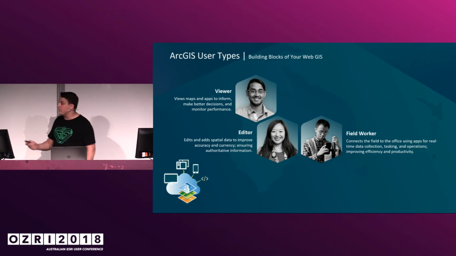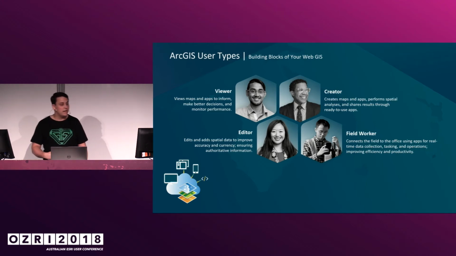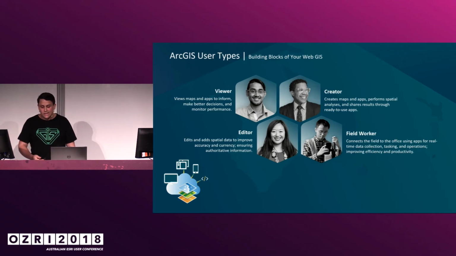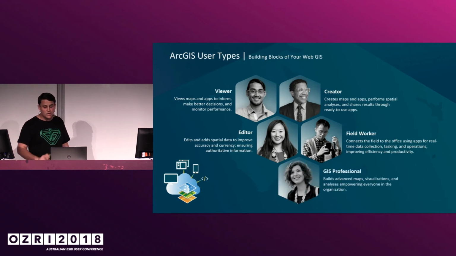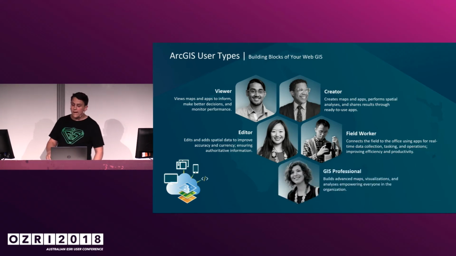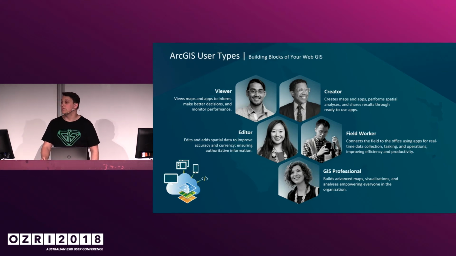At the equivalent of a level 2 user, we have the creator, who is able to create maps and apps with your data, access authoritative data to accelerate your work, analyze data to understand trends, and share maps with stakeholders in a variety of ready-to-use apps. Now, to finish it off, we have the GIS professional, who is able to create and manage 2D and 3D location data, use scientific analytical tools to deepen your understanding, and then share maps, apps, and insights with your team.